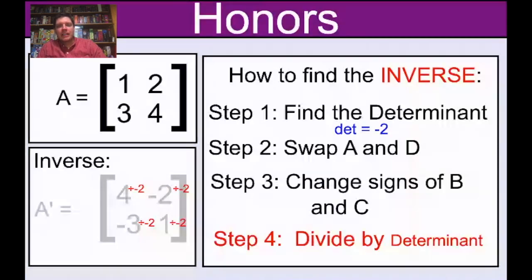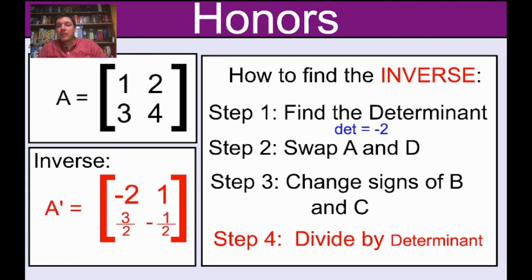So let me grab a blue pen here. So 4 divided by -2 is going to be the number -2. -2 divided by -2 is going to be the number 1. -3 divided by -2, use a calculator if you need it, is going to be 3/2. And 1 divided by -2 is the number -1/2. It's not pretty, but that is the inverse, the one that we've been looking for. It's -2, 1, 3 halves, negative 1 half.